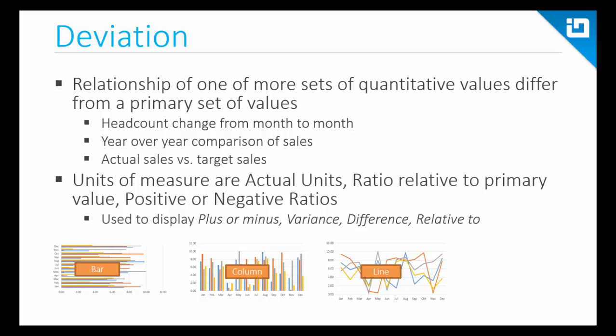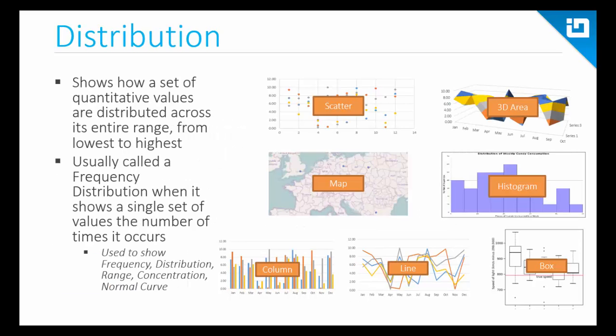So when you think about showing a plus or minus, a variance, a difference, or relative to, you can use things like bar charts, column charts, or line charts to do that. So it's important when you look at something like a deviation that you are comparing something against something else, which is the base. So the base would be what my head count was last year, what my head count is this year.